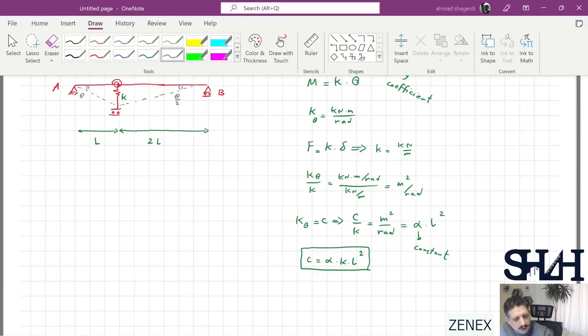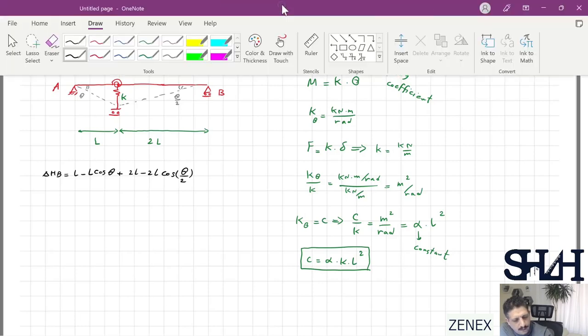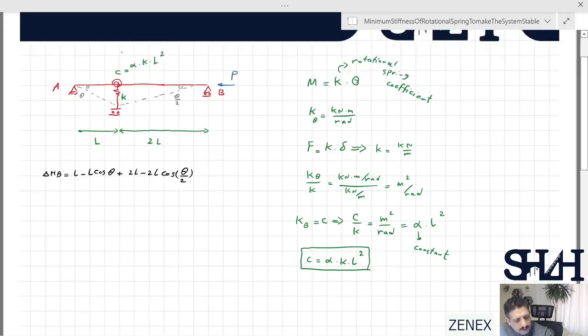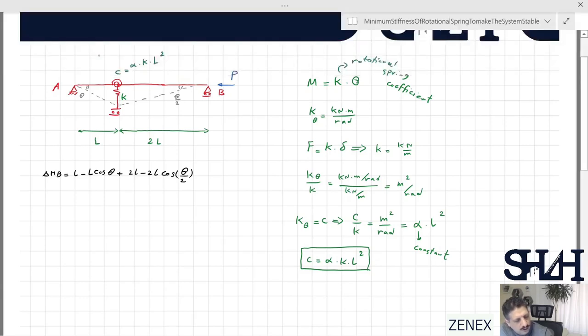Theta over 2, and now I can write down delta horizontal at B will be L minus L cosine theta plus 2L minus 2L cosine theta over 2. And then suppose that the system is under load P, then the energy lost because of the movement will be minus P times delta horizontal at point B, which will be minus PL times (1 minus cosine theta plus 2 minus 2 cosine theta over 2).